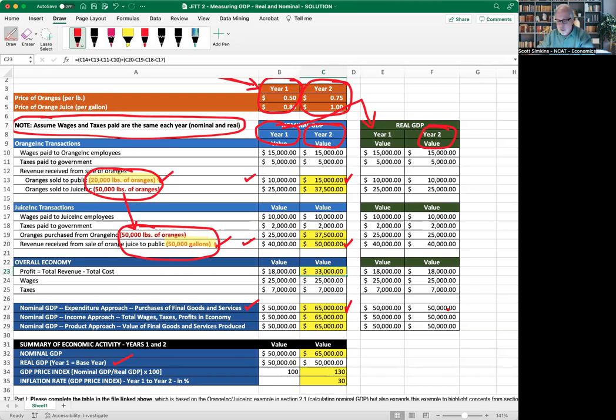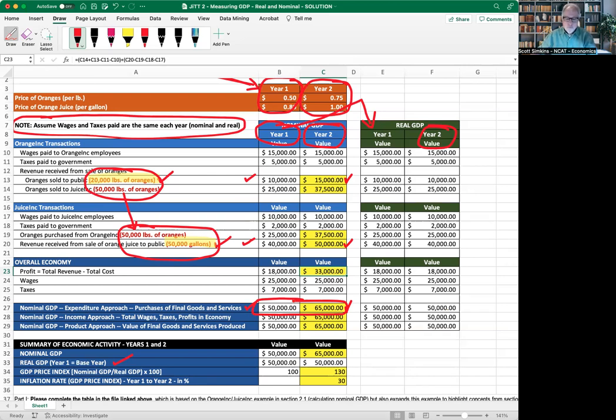One of the questions at the end is, why do we use real GDP rather than nominal GDP? And you can see that if we use nominal GDP, it increased by 15,000, right? 30% from year 1 to year 2. So you might say, well, that's great. The economy is better off. People are better off. The standard of living is higher.